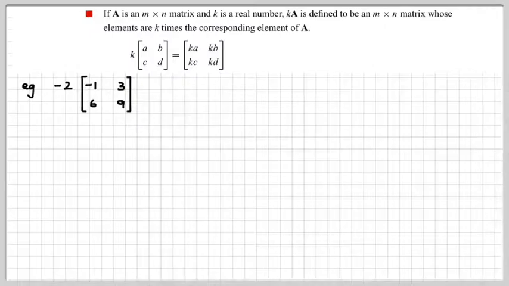This next bit: if A is an M by N matrix and K is a real number, then K times A is defined to be an M by N matrix whose elements are K times the corresponding elements of A. Just multiply every single element in here by K and you'll be right. So what would this get us, guys? That would get us a plus 2, top left. Top right would be minus 6, bottom left would be minus 12, and bottom right would be minus 18. There you go. That's pretty easy.